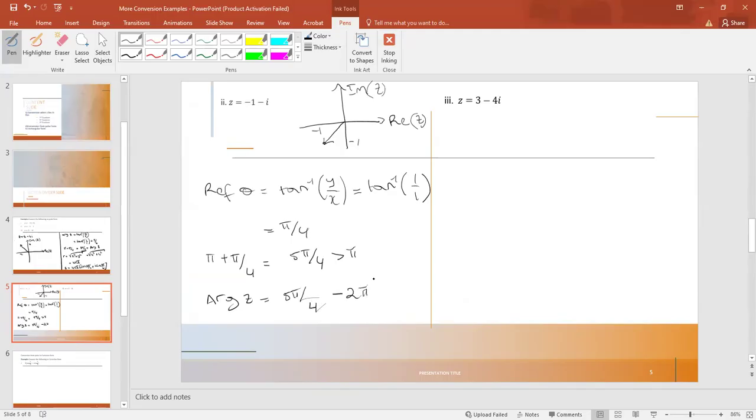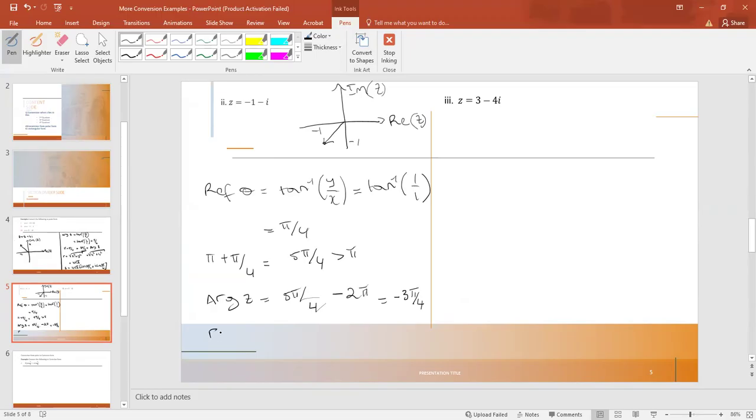We can't say plus 2 pi because simply if you add 2 pi, it's going to move very far away from pi. So if you do this, we're going to have minus 3 pi over 4. And this lies in the interval minus pi to pi. So we can use that principal value.